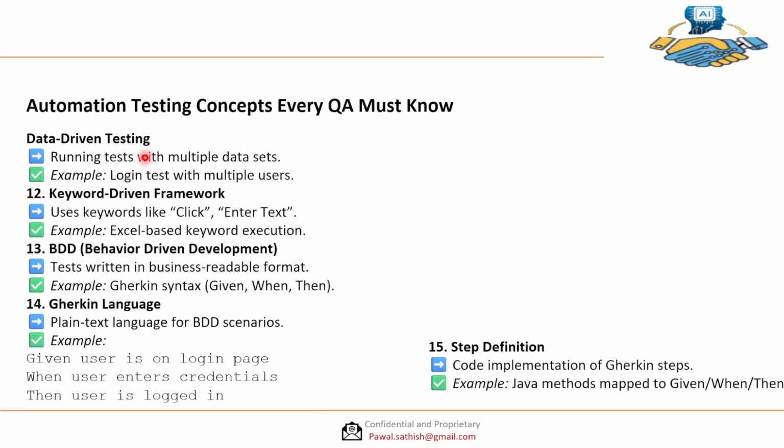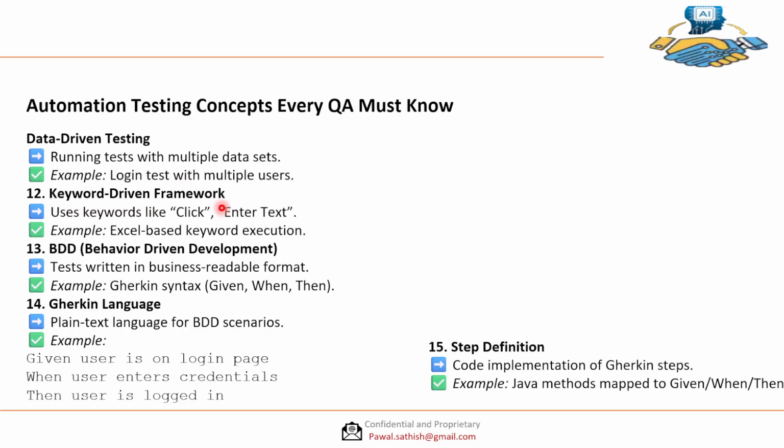Then data driven testing. If we need to run multiple tests with the same method, then we can use data driven testing. For example, login test with multiple users. Here we'll write only one login test method, but we'll give different combinations like valid username valid password, valid username invalid password, invalid username valid password, invalid username invalid password. Either we will send it in XLS or in JSON format.